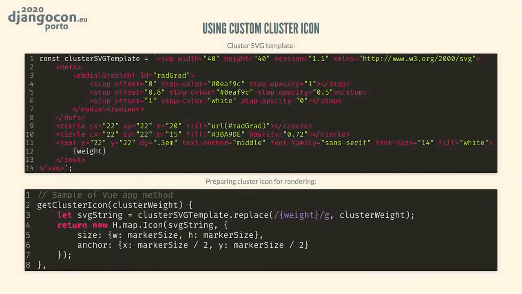And additionally, we can say that it's possible to use a custom cluster icon. In general, cluster icons can be the same as the marker icons, but since a cluster groups a couple of markers, it's useful to show the number of markers in the group. We achieved this by putting just a text part into our SVG template.